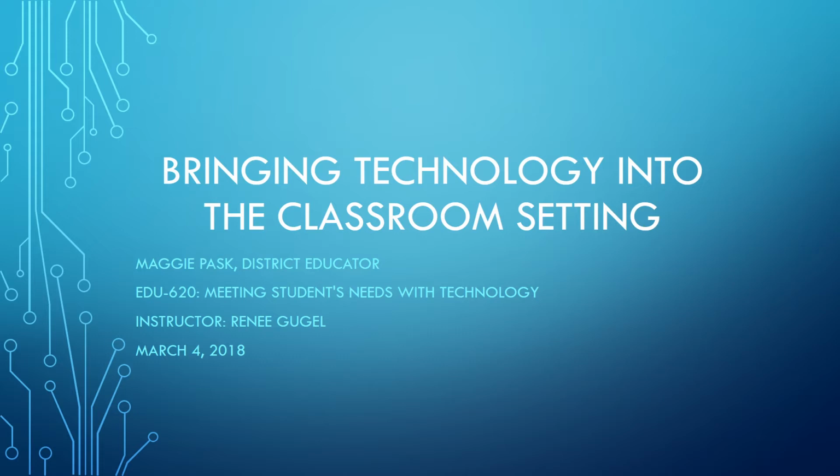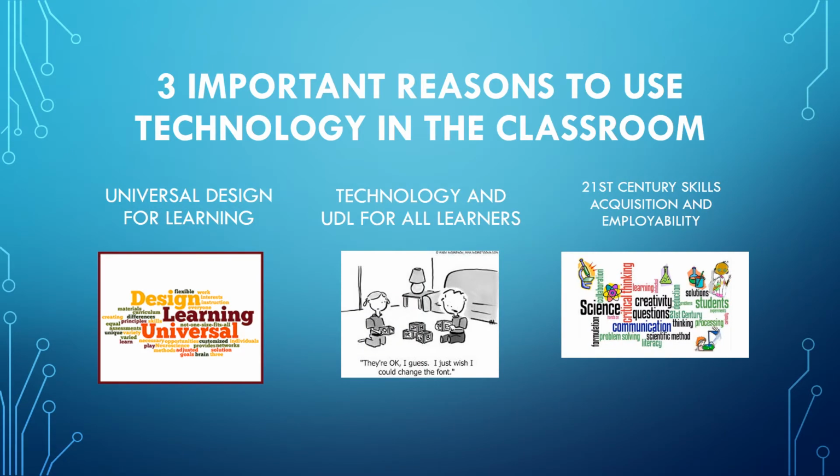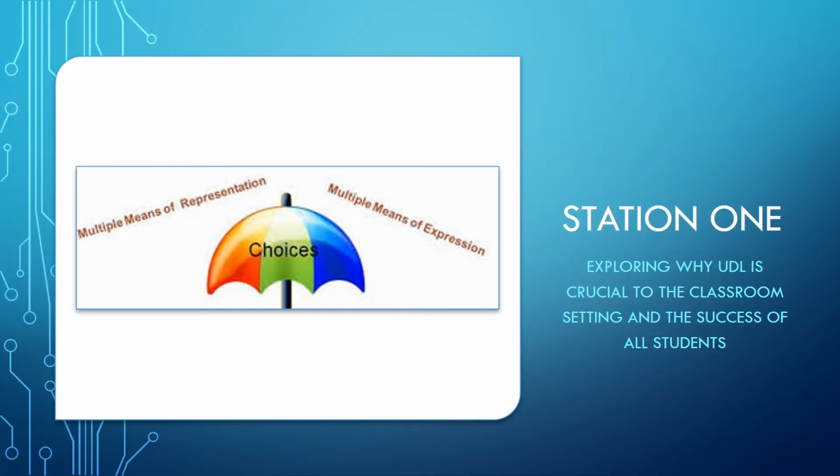So this evening our classroom is set up into 3 different stations. The first station is going to be all about Universal Design for Learning. At the second station, I'm going to show you ways that technology in the classroom is being used and how this is good for all learners. And the third station is going to be showing you the importance of teaching our young students the 21st century skills and how this is going to make them employable as an adult once they have graduated.